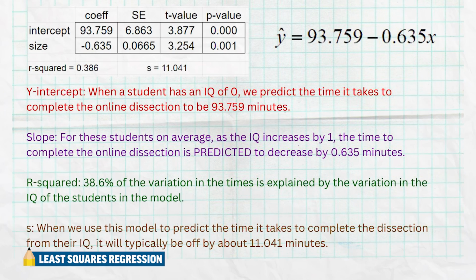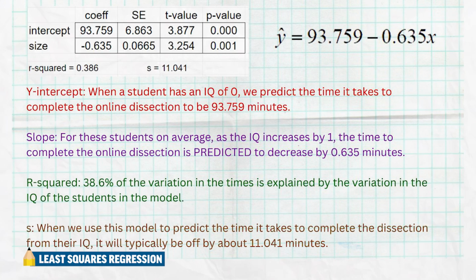Now, what about the slope? The slope is negative 0.635. That tells us that for every 1 point that a person's IQ goes up, we predict it to take 0.635 minutes less for them to finish the online dissection. So as the IQ of a person goes up by 1, we predict it to take 0.635 fewer minutes to complete the exam, or the online dissection, excuse me.